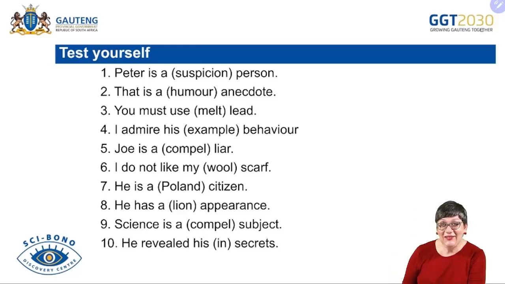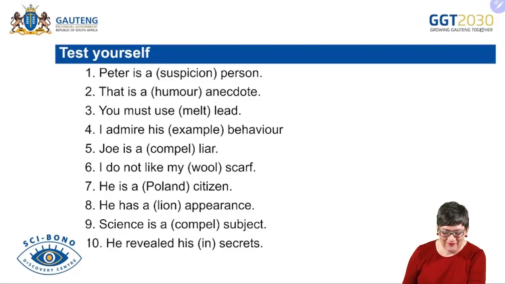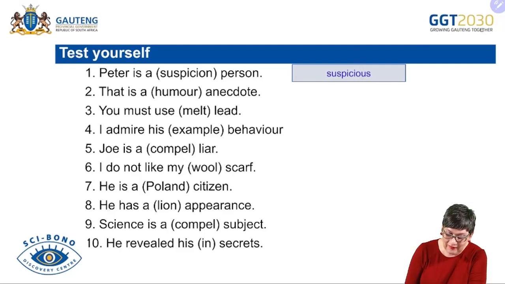So do you want to see what the answers are? Let's run through them. Right. So the first one we gave you is suspicion. Peter is a suspicion person. Now you can just hear it doesn't sound right. Now what we wanted to have is suspicious. But look at that spelling. Make sure we've added here an O-U-S at the end. So hopefully your spelling looks the same as mine.